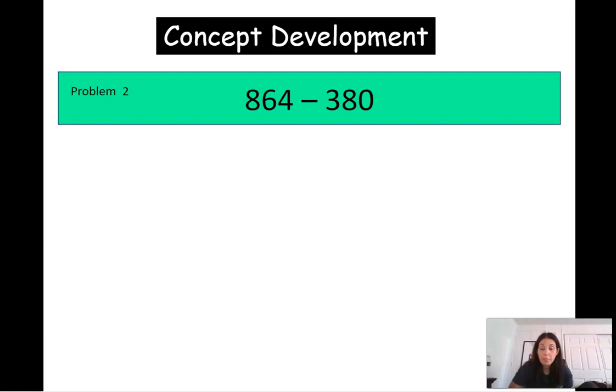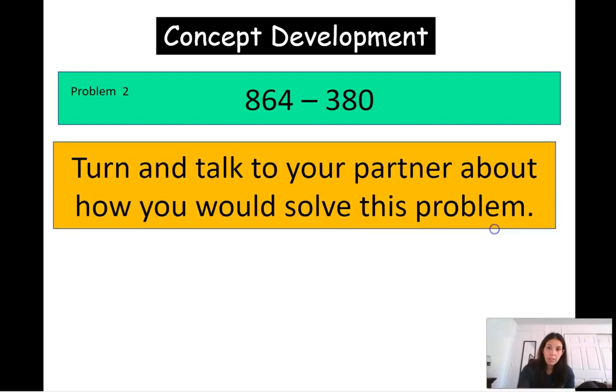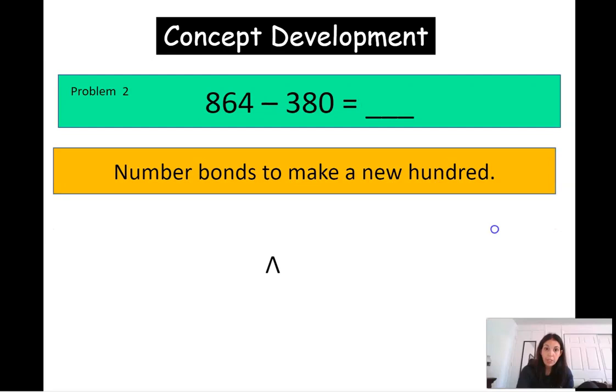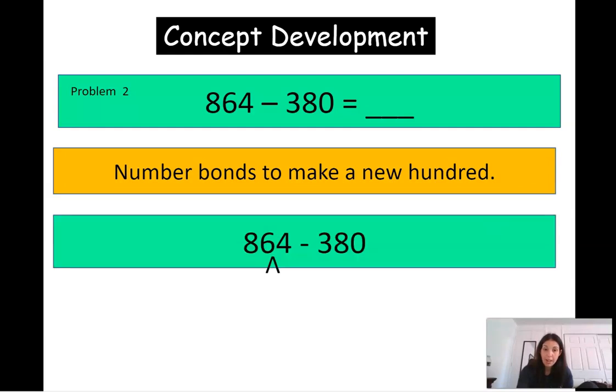If you need more time, please pause this video and finish writing out your problem. We're going to think about how we could solve this problem. So we're going to do a number bond again to make a new 100, just like we did before, but this time it's with subtraction.